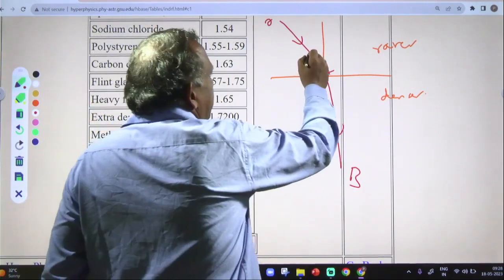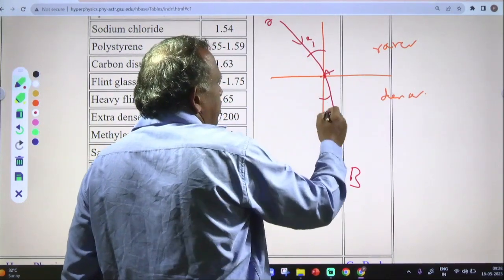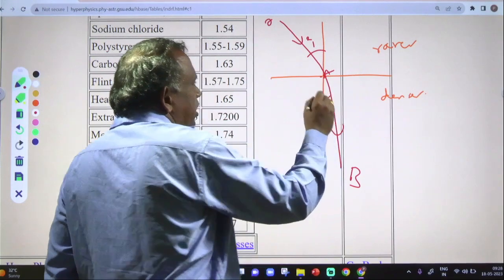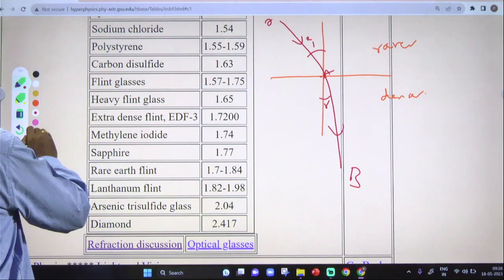The angle between the normal and the incident ray is called the angle of incidence. The angle between the normal and the refracted ray is called the angle of refraction. For example, you extend this incident ray.